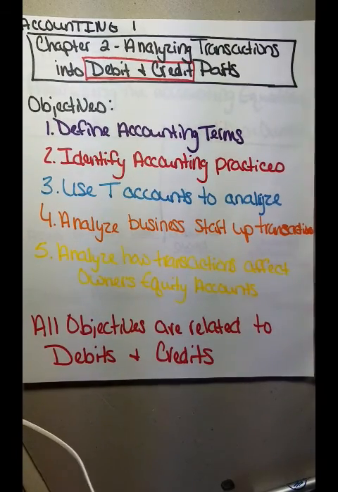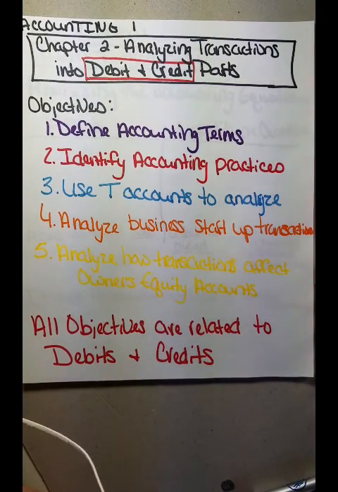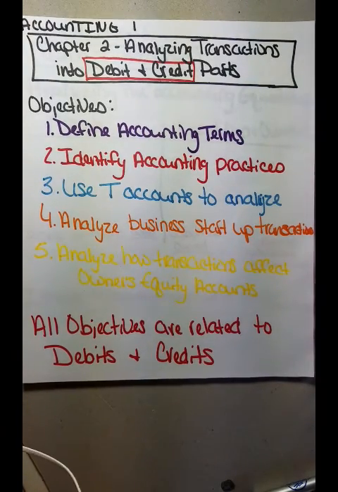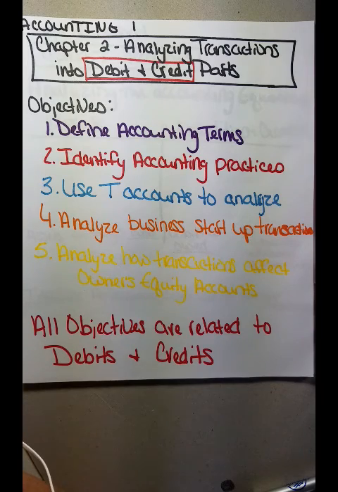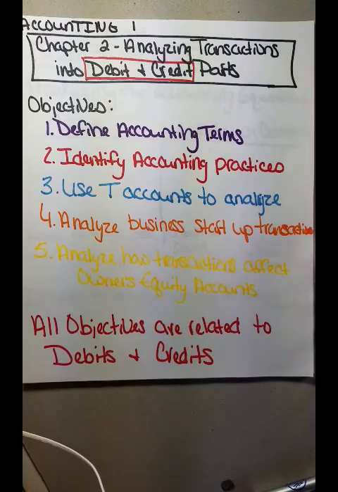Hello and welcome. This is Accounting 1, and today we're going to be working on Chapter 2. Chapter 2 is analyzing transactions into debit and credit parts. Now, debit and credit are two new words for you. So far, we have just been learning to increase and decrease. And debit and credit is going to be tied to those.